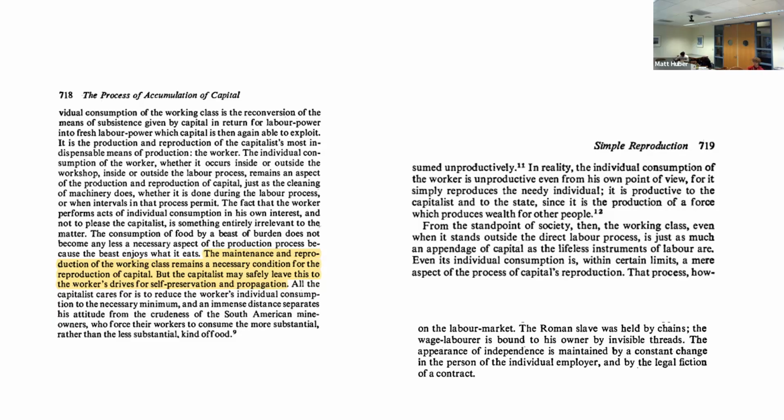Here's another classic case. This is just a broken record for me, but the Roman, and for Marx for that matter, the Roman slave was held by chains. The wage laborer is bound to its owner by invisible threads, right? So this form of domination is more abstract, and as we'll learn a lot in the next book, it's what he in part 8 calls the silent compulsion of economic relations, or the mute compulsion, or there's another translation, my favorite, the dull compulsion of economic relations.